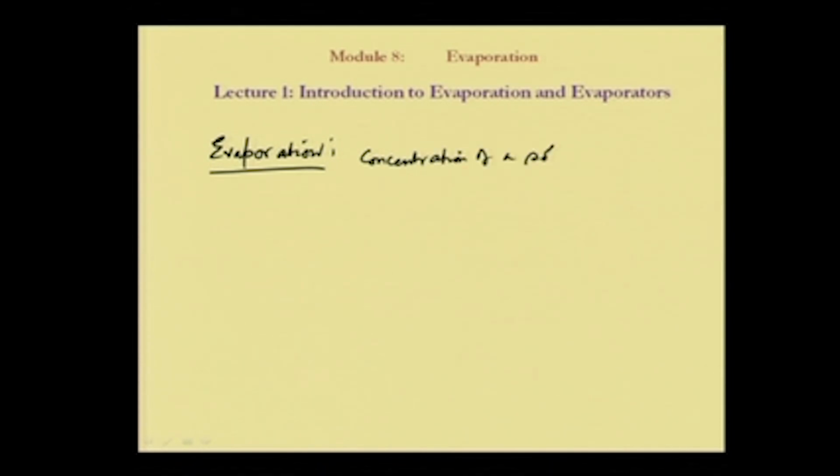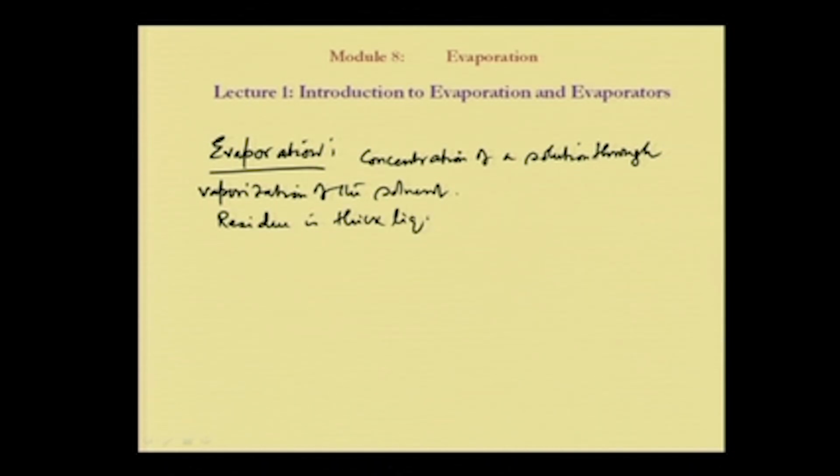So, we can say that evaporation is nothing but concentration of a solution through vaporization of the solvent. And what we are left with is a thick liquor. So, vapor is gone, and the residue is called thick liquor, and that solute is non volatile. That means its volatility is very small.